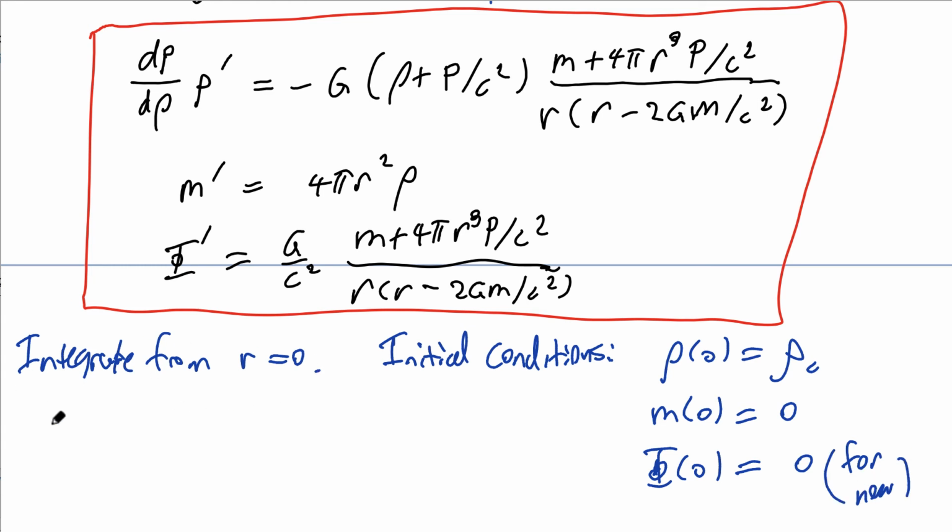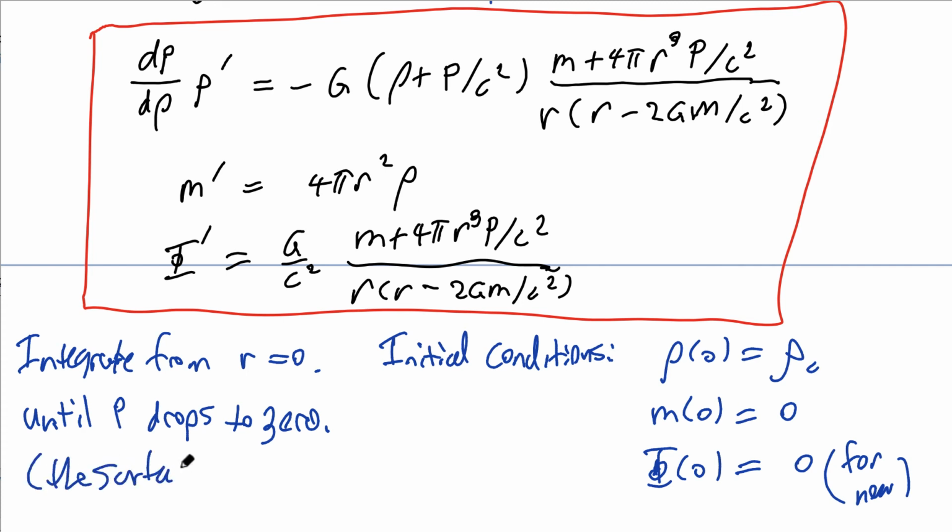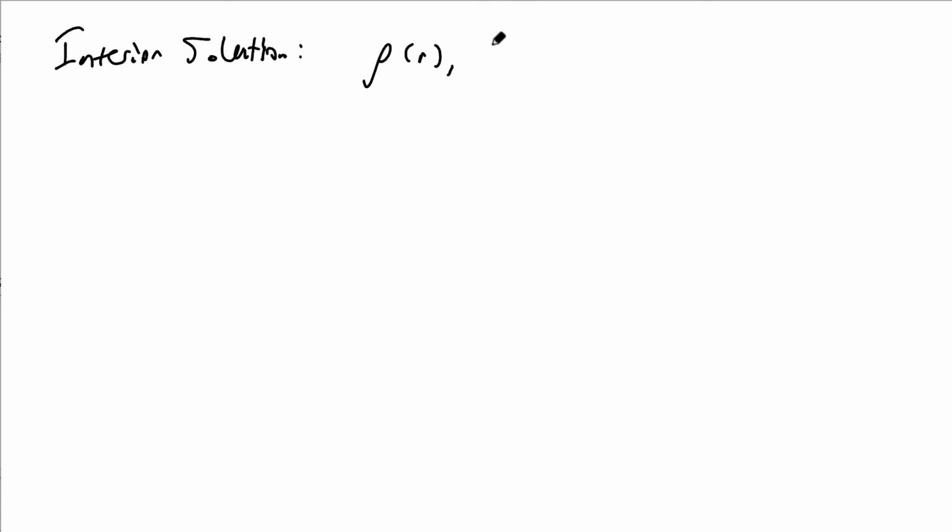So we integrate outward from r equals 0 until the pressure drops to 0. And at that point, that signals that we've reached the surface of the star. And let's call the value of r where p drops to 0 capital R. So now we have the complete interior solution, defined by rho of r, m of r, and phi of r for r less than capital R.